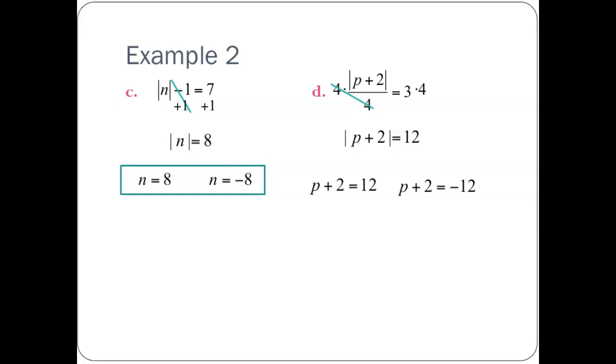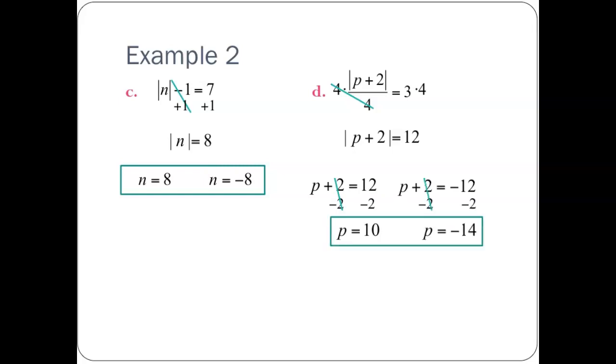Now let's go ahead and solve. So we have p equals 10 for the first equation. For the second one, again, subtract 2 from both sides. We have p equals negative 14. All right, we have a couple more examples.